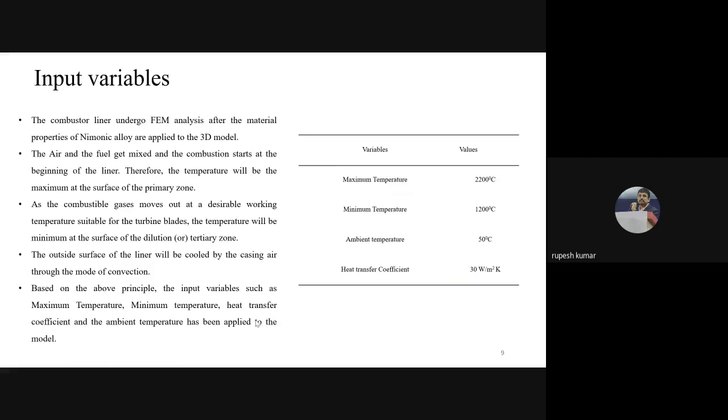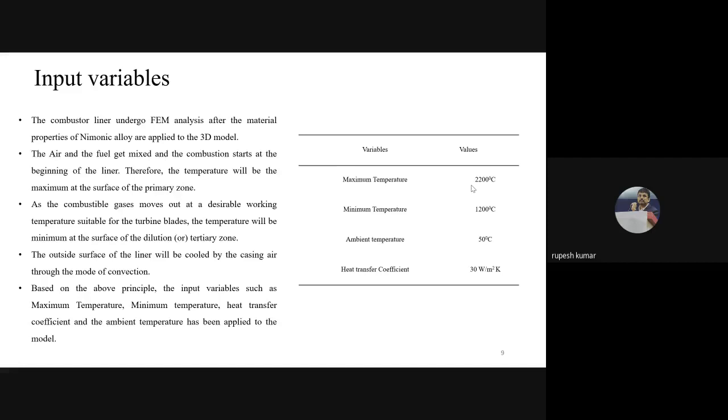And the input variables: the maximum temperature at the beginning of the combustor will be around 2200 degrees Celsius, because in the combustor we are going to use methane or propane. Sometimes butane is also used. Whenever we go for the combustion reaction of butane with air, the flame produced will have a very high temperature, approximately 1700 to 2200 degrees Celsius. So we have taken the maximum temperature as 2200 degrees Celsius for the flame, and the minimum temperature as 1200 degrees Celsius.